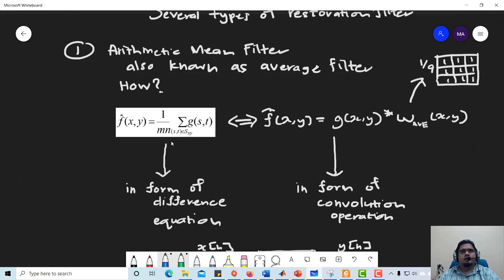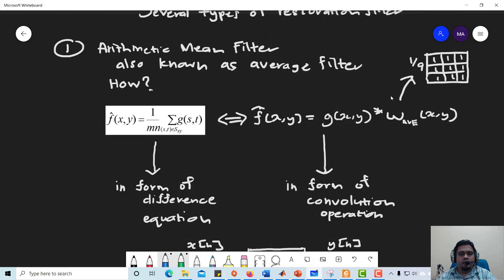A difference equation is where you develop the equation so that it only consists of the relation between the input and output. So that's why, if you can see over here, you only have the input, which is G, and then the output, which is F hat. There's no convolution process or the kernel involved here.